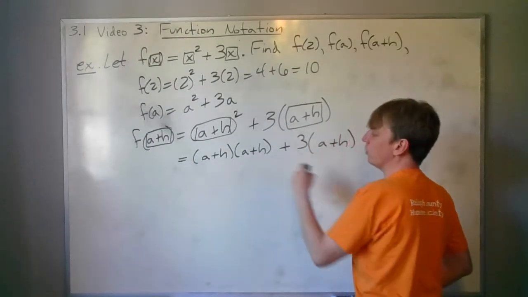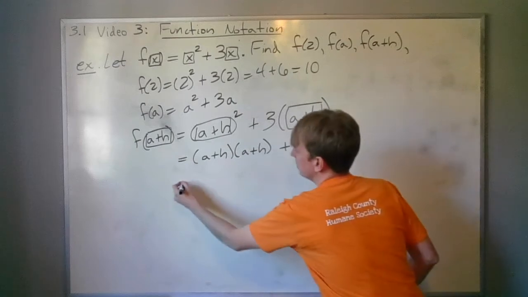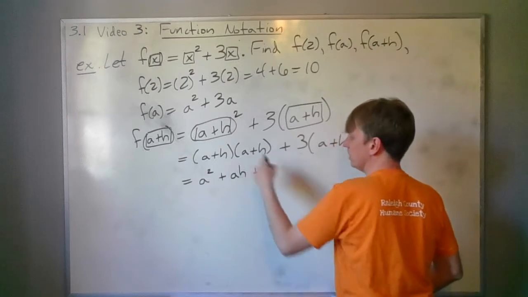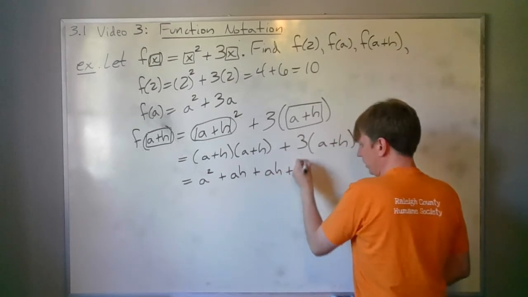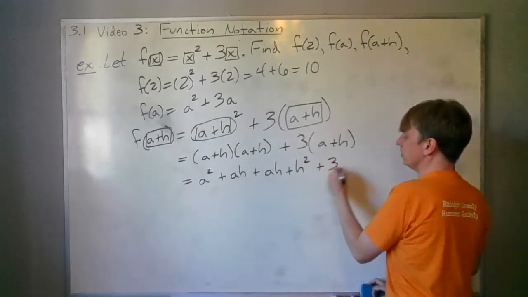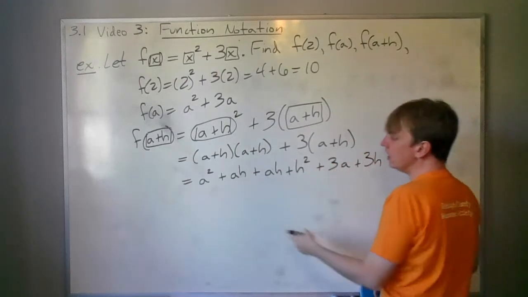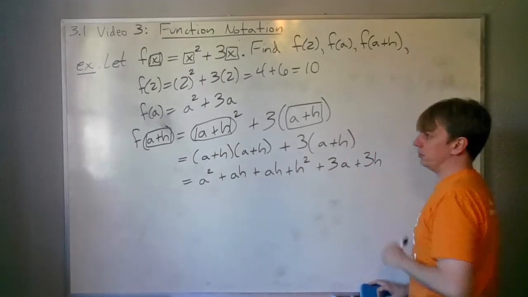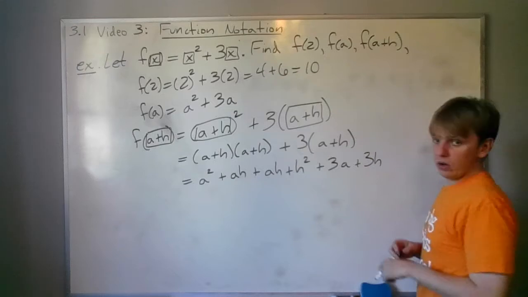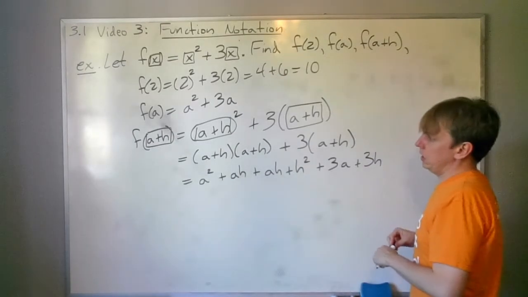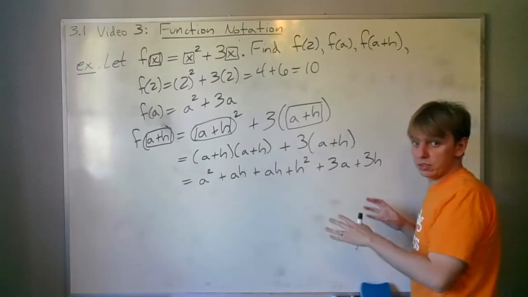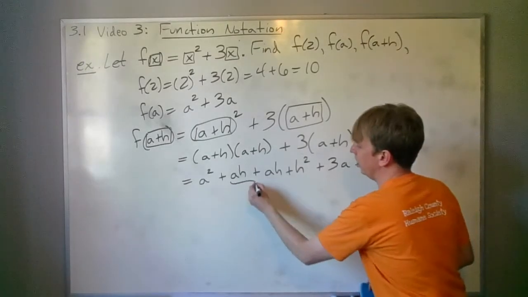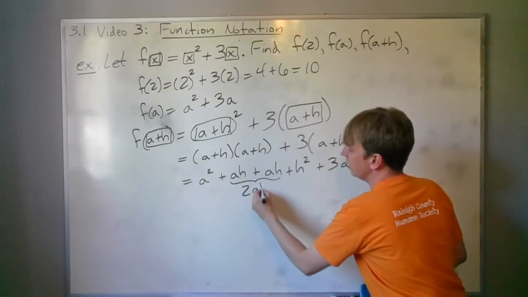And so it looks like I can FOIL on the left, and I can distribute a 3 on the right. So a squared plus ah outside plus ah inside plus h squared last, plus 3a plus 3h. So that's my FOIL of FOIL, and then I've distributed a 3. Okay, hopefully this is making some amount of sense. I don't know why I decided to simplify this, but sure, if you wanted to, you could simplify it. I guess I could also go one step further and say ah plus ah is 2ah.